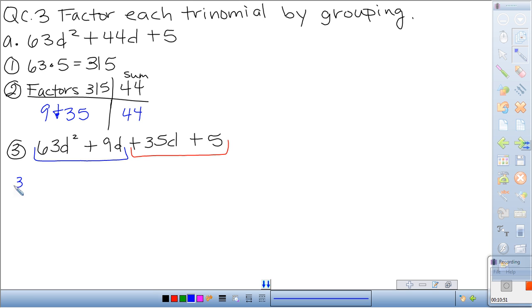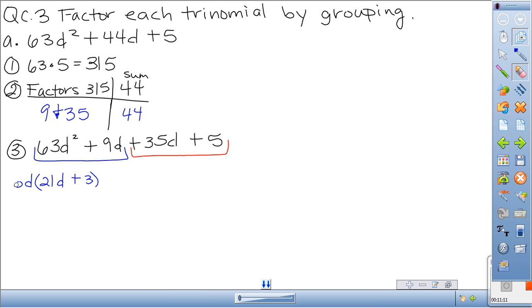So I have 3d. 3d times 21d gives me 63d squared. And 3d times 3, and actually, that's not our GCF. Notice we can pull out another 3, so what we should have used was 9. Obviously, 63 is divisible by 9. I don't know what I'm thinking today. So instead, our GCF is going to be 9d. Then 9d times 7d gives us 63d squared, and 9d times 1 gives us 9d.